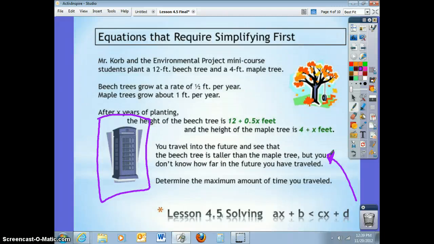And you're like, gee, how far did I travel? Because the beech tree is still taller. Well, that's what we want to figure out. What's the maximum amount of time that we traveled? Because if the maple tree was taller, then we would have traveled far enough for the 1 foot per year to catch up and go beyond the original tallness of the beech tree. Cool? So let's see how far we traveled.